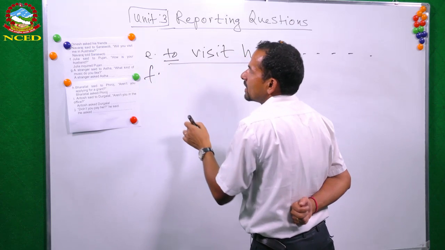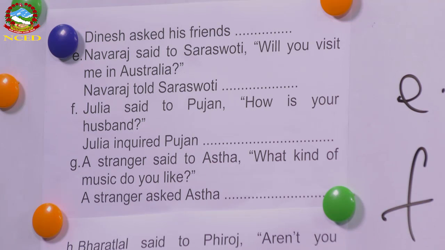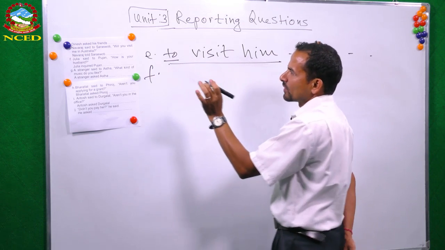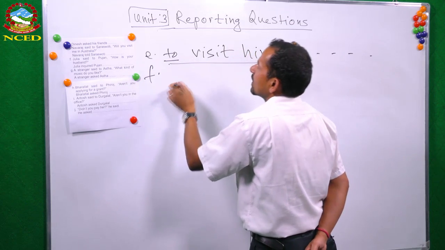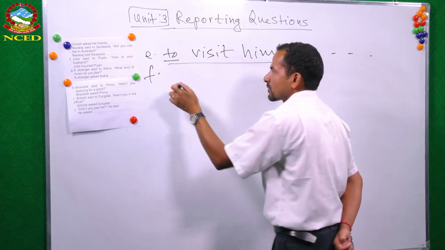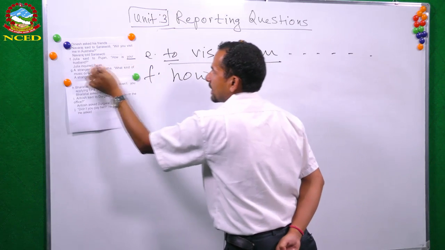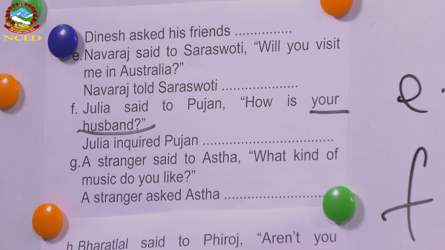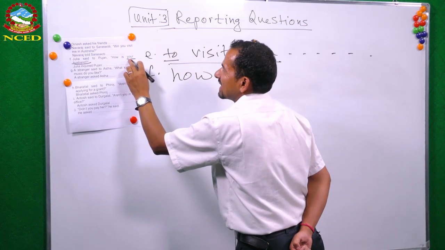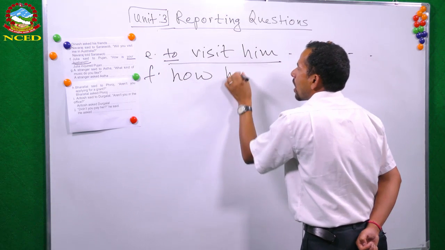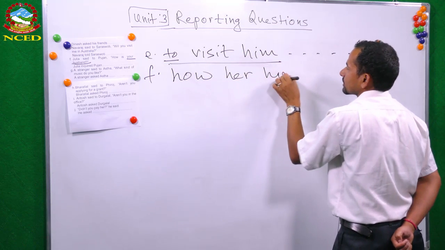Now number F, Julia said to Poojan, how is your husband? Julia inquired Poojan. Inquired means asked. The similar word for inquired is asked, there's no difference. How is your husband? So how is your husband is a WH question. We just write how and the subject, your husband. She is asking this question to Poojan, right? So how her husband, right?